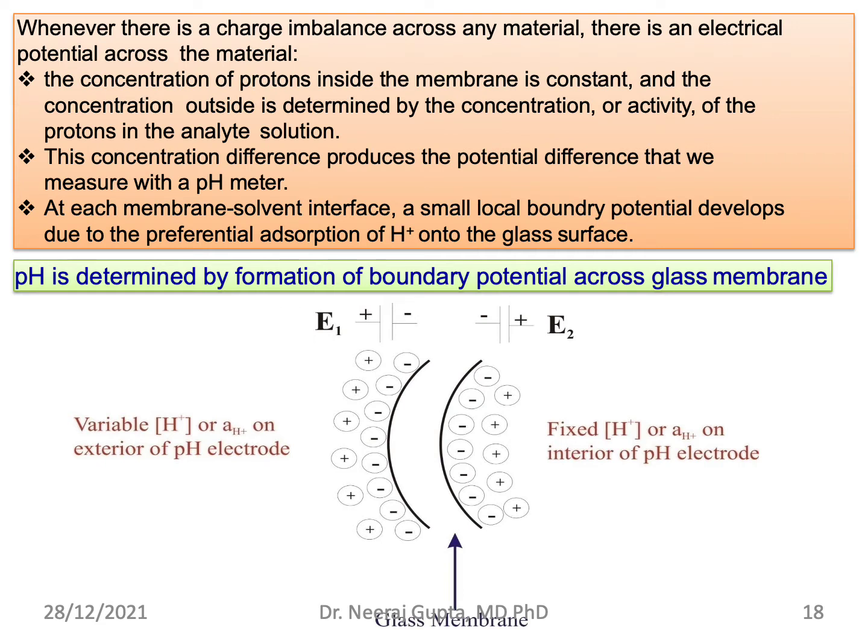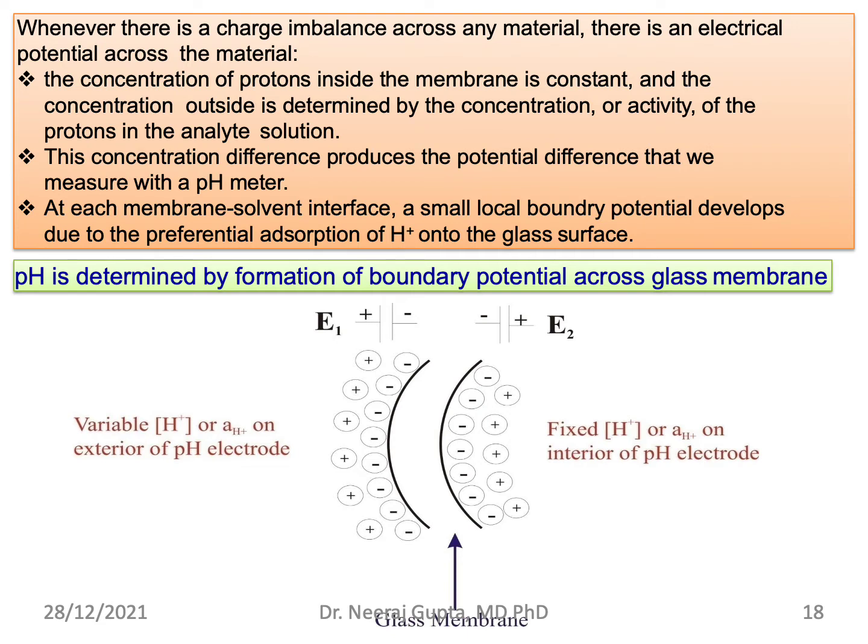Now pH is determined by formation of a boundary potential across the glass membrane. Let's see how this happens. Whenever there is a charge imbalance across any material, there is an electrical potential across the material. The concentration of protons inside the membrane is constant, and the concentration outside is determined by the concentration or activity of the proton in the analyte solution. This concentration difference produces the potential difference that we measure with a pH meter.